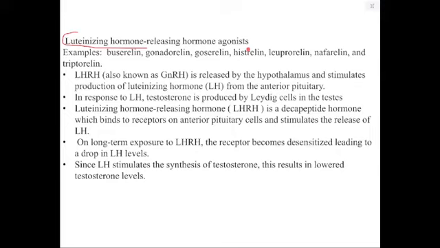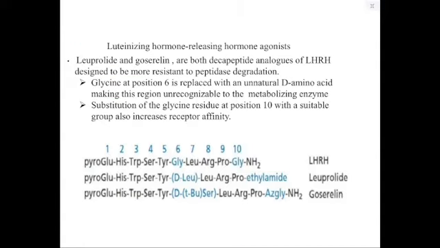And once you do not release it, then for sure you will have low levels of testosterone. Since luteinizing hormone stimulates the synthesis of testosterone, this results in lowered testosterone levels. So we are overstimulating. We are giving agonists which overstimulate the receptor within the hypothalamus, and therefore that receptor is not able to produce luteinizing hormone-releasing hormone. Once you don't produce that hormone, you will not produce luteinizing hormone. You don't produce luteinizing hormone, you will block the production of your androgens.